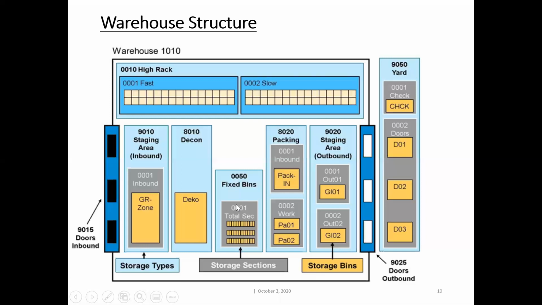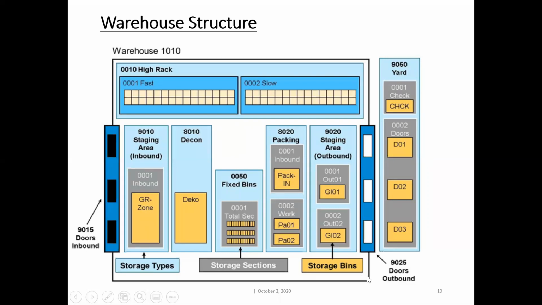So in the inbound process, the goods come in from the vendor and will be stored in the fixed bin. From the fixed bin, again, it will be packed and then goes to the outbound staging area for the shipment to the customer.